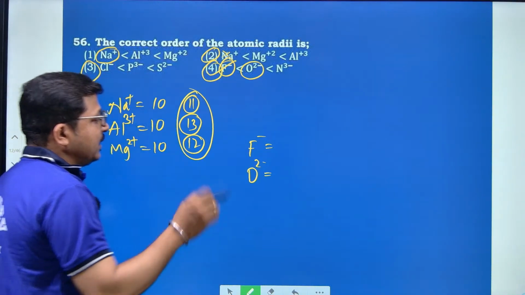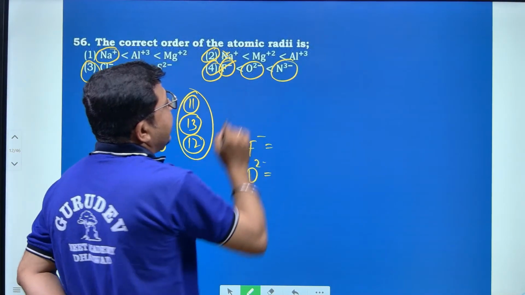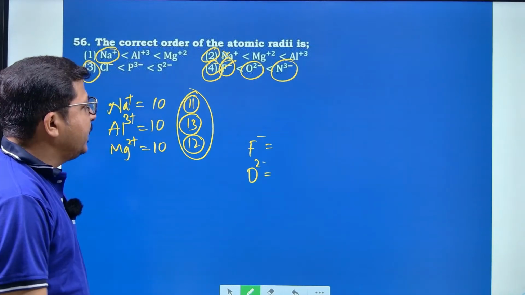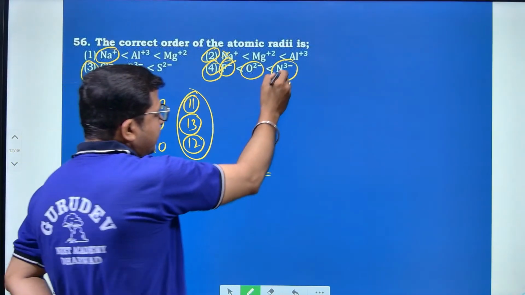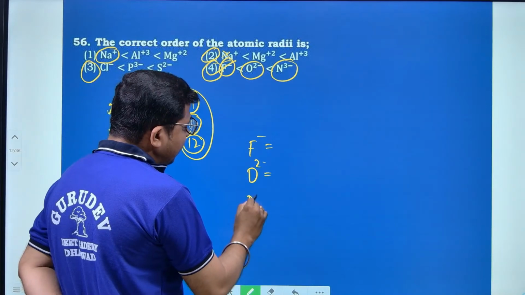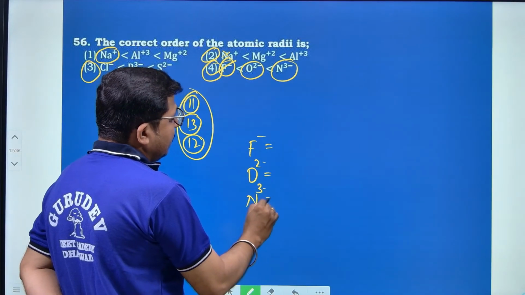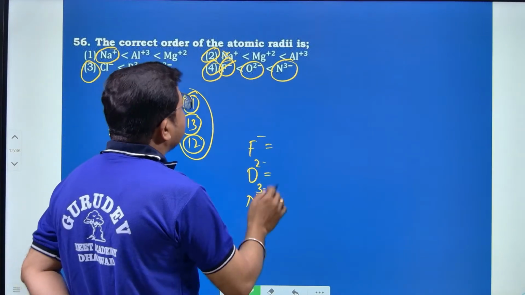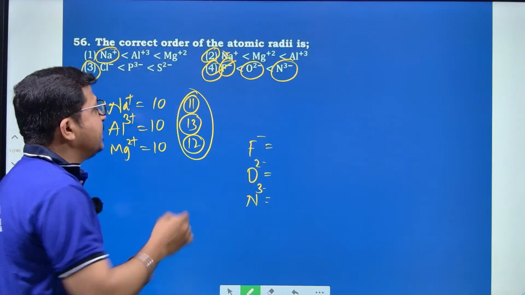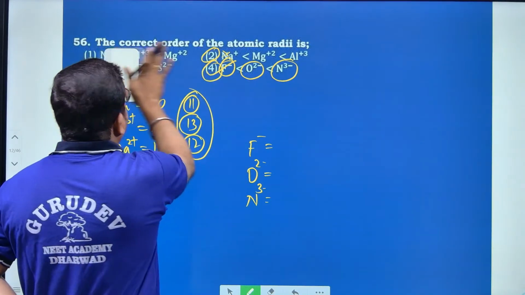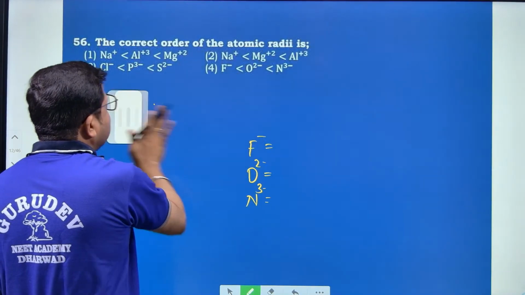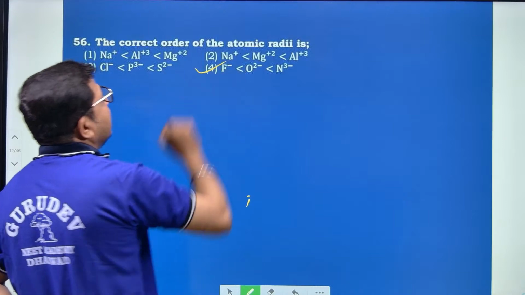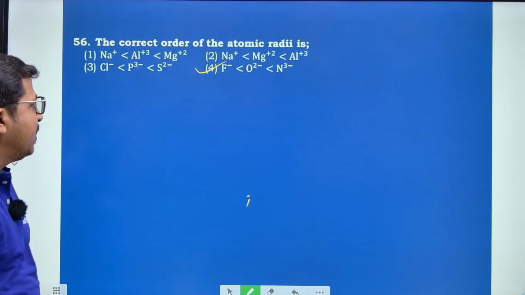And in N3-, what will happen? Here in N3-, by the addition of 3 electrons, this will again increase the size, and among these 4, the correct one which follows the order is option number 4.